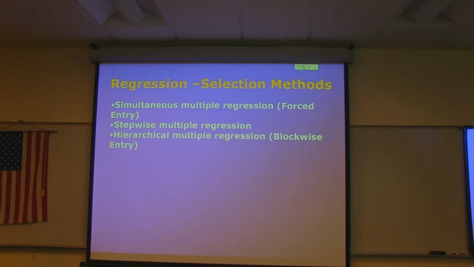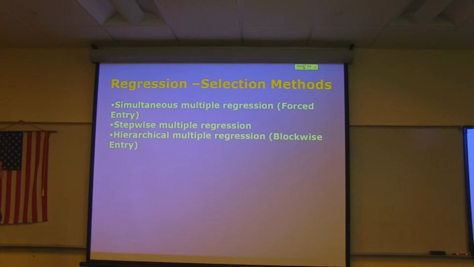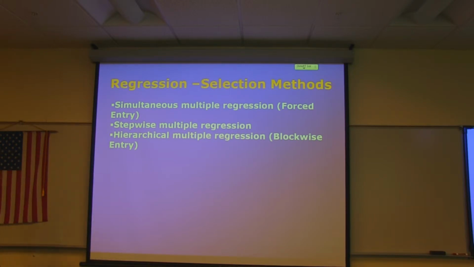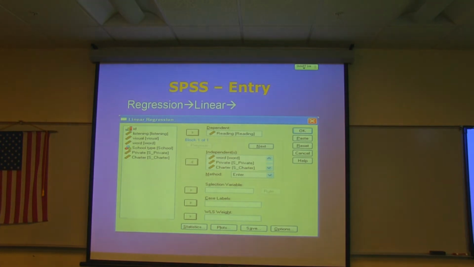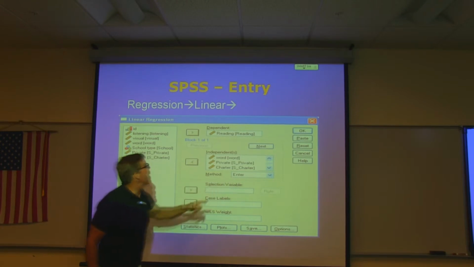Selection methods. In this particular course in advanced statistics, we're using three selection methods: simultaneous, stepwise, and hierarchical. We'll start with just the basic, the first method. We'll call it entry. That simultaneous method is also called entry or enter.